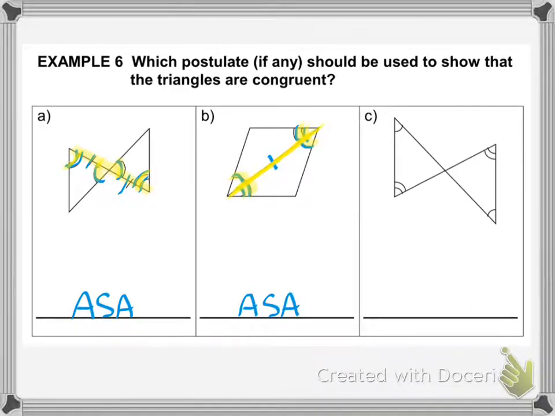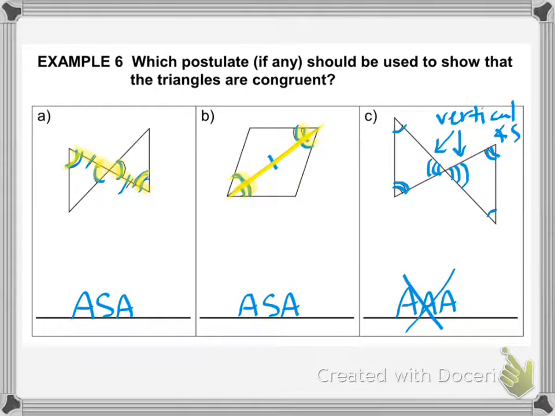And then let's see the last pair. The last pair, we've got a pair of angles that are congruent. We've got another pair of angles that are congruent. And we have a third pair of angles that are congruent, because remember, those are vertical, right? Write yourself a note so you can start looking for vertical angles. So we've got three pairs of angles that are congruent, but unfortunately we don't have a postulate called AAA. So that's not enough information to say that these triangles are congruent.